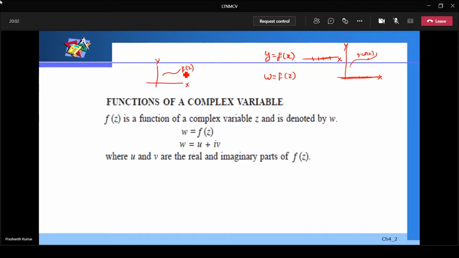But W is equal to f of z. Where is this W? This is f of z only. The point is f of z only.